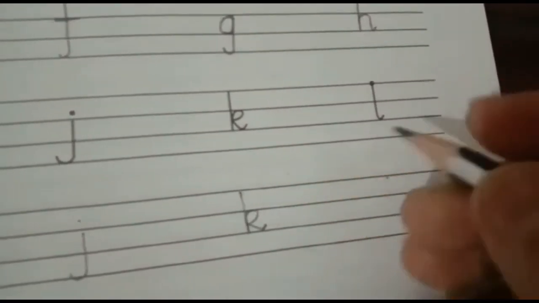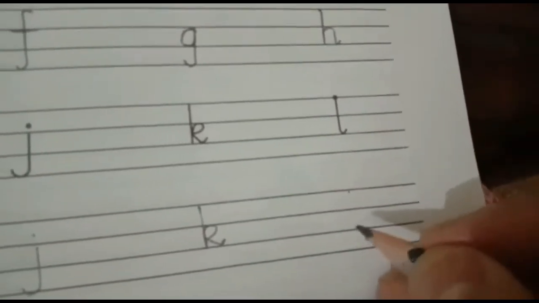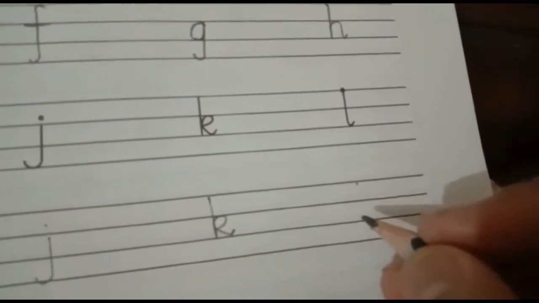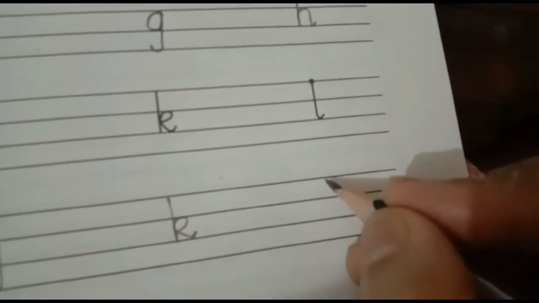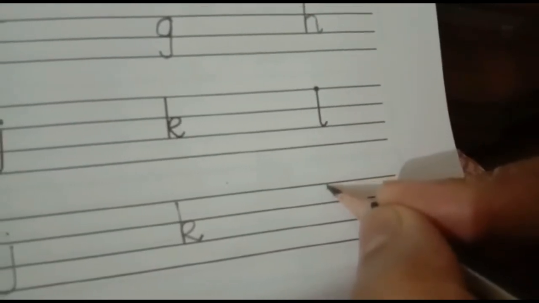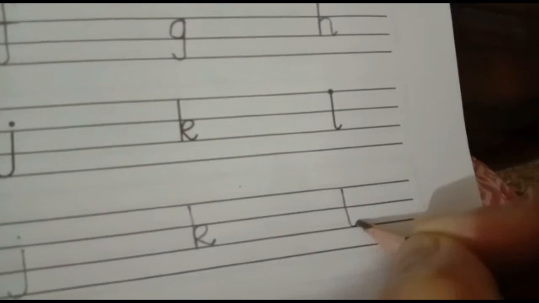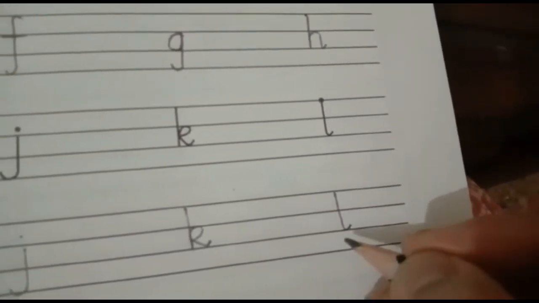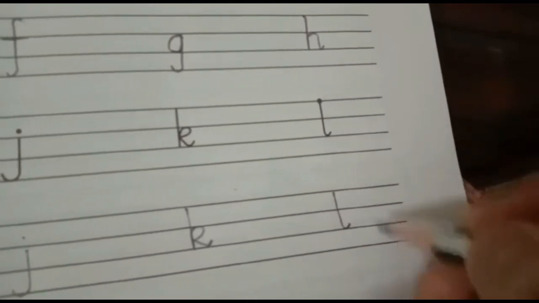And what comes after letter K? Letter L. This is lowercase l, and the sound of this letter is L. Okay, for lowercase l, I will start from the top line. Now come down and touch the base line, and here I will make a little loop or a small tail with it. Yes, this is lowercase l.